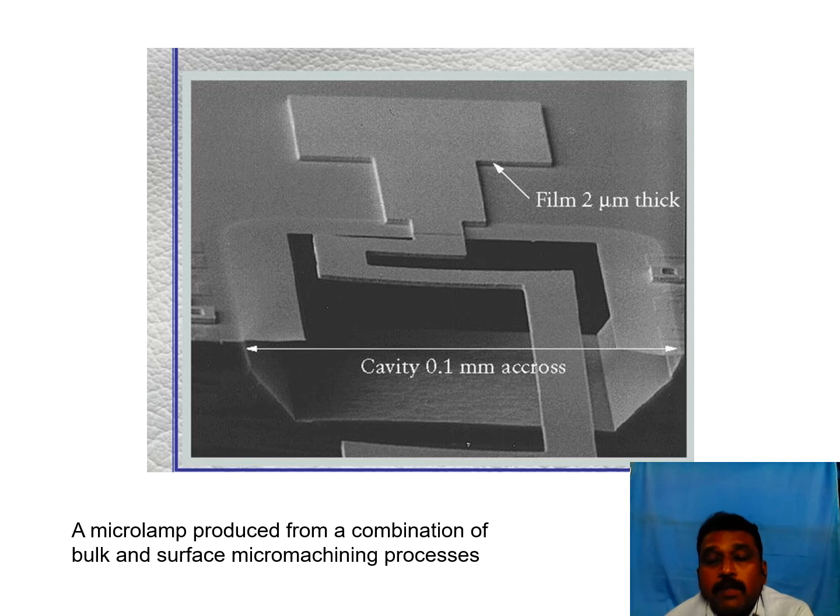So far we discussed the fabrication of ICs and micro electromechanical devices. The processes used for fabrication of those ICs, how it is carried out, are lithography, then etching, then wire bonding, then packaging, and finally the micro machining process.